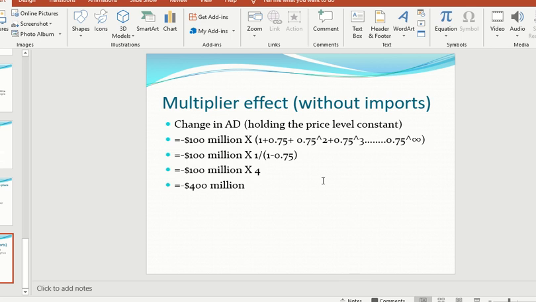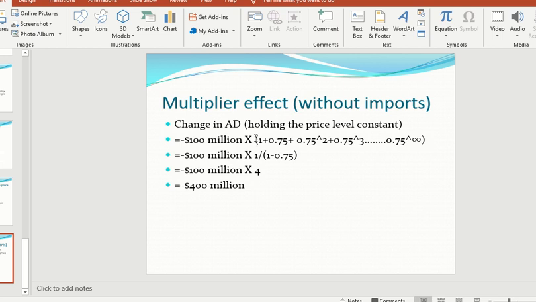And then in the third round, people cut down on their consumption by 75% of 75 million. So that's the square of 0.75 multiplied by $100 million, and so on and so forth. We go on virtually an infinite number of times. Okay, so that's when we stop: 0.75 to the power of infinity. Many of you probably have your head spinning right now. I mean, what do we do with this? It is still messy.